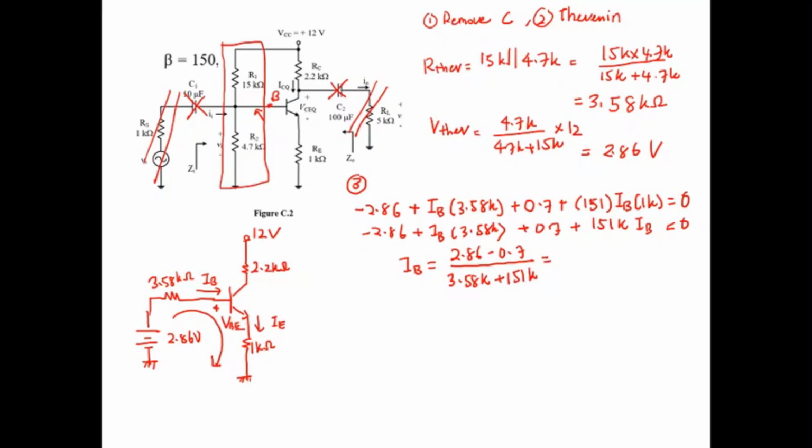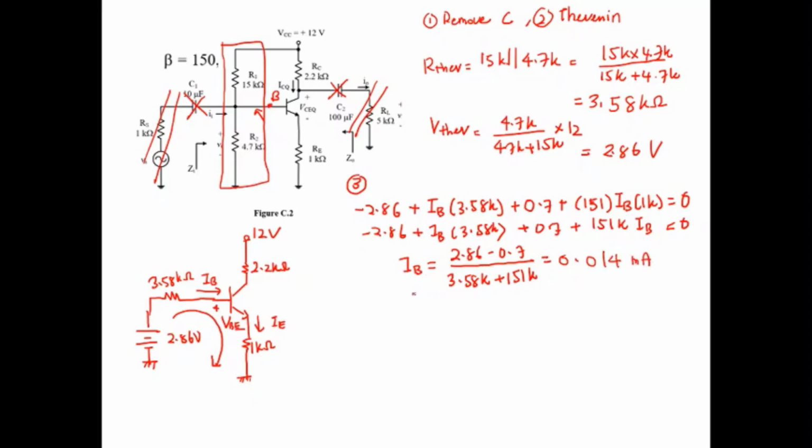So we got IB equals 2.86 minus 0.7, which is 2.16, divided by 154.58. So you get about 0.014 milliampere, let's say I round it.